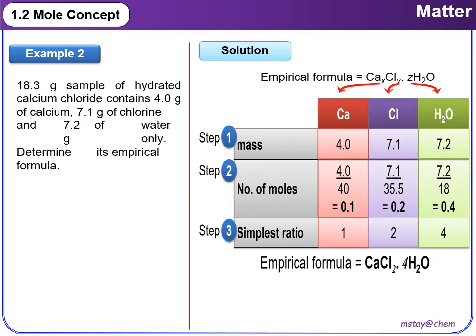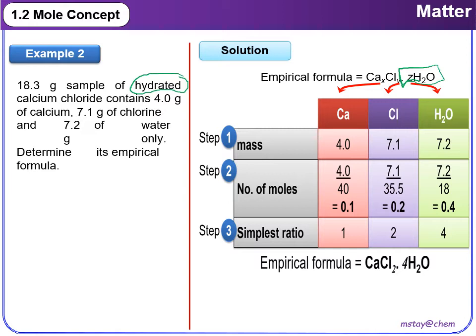Okay, now we are in example 2. If you still remember, in the previous video, the last tutorial question, we did mention hydrated compound. So it means that in the general hydrated compound formula, you will see it like this, with a dot and then a number with H2O. Okay, this is called a hydrated compound.